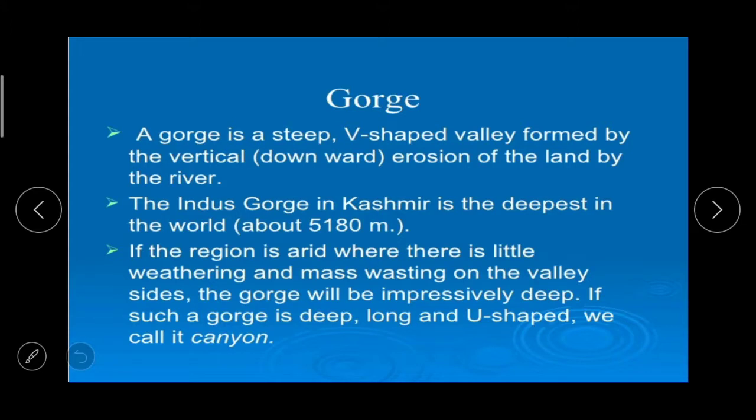A gorge is a steep V-shaped valley formed by the vertical erosion of the land by the river. The Indus Gorge in Kashmir is the deepest in the world. If the region is arid, where there is little weathering and mass wasting on the valley sides, the gorge will be impressively deep. If such a gorge is deep, long and U-shaped, then we call it a canyon.